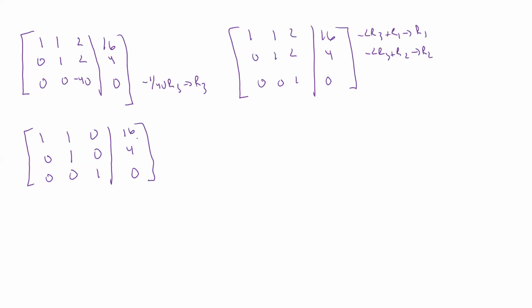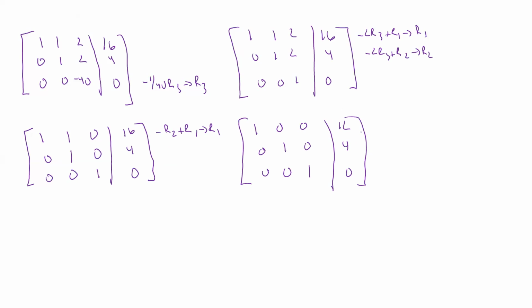Now I need to make that a 0, so I'm going to take minus row 2 plus row 1, and that's the new row 1. So that's going to be 1, a 0, a 0. Minus that plus that's going to be a 12. Then we'll have a 0, 1, 0, and then a 4, and a 0, 0, 1, 0.